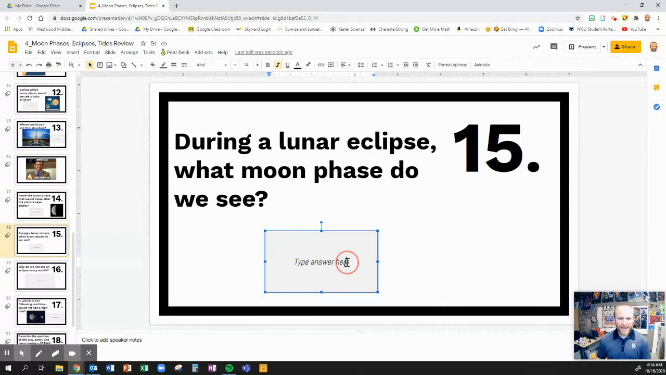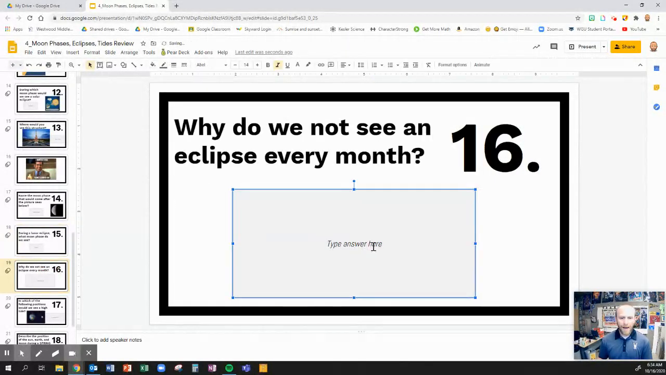All right, during a lunar eclipse, what moon phase do we see? We already answered that one. We would see a full moon. It turns red.